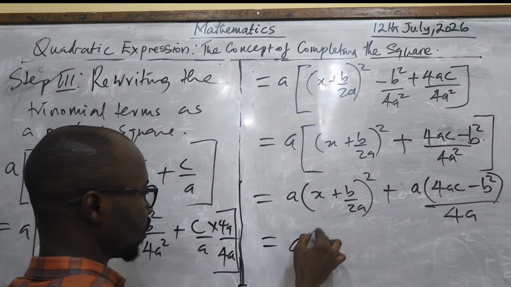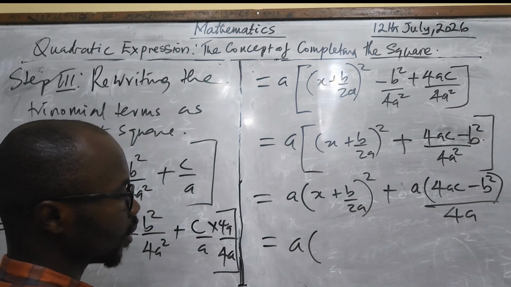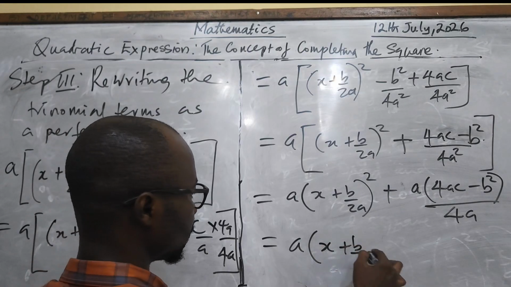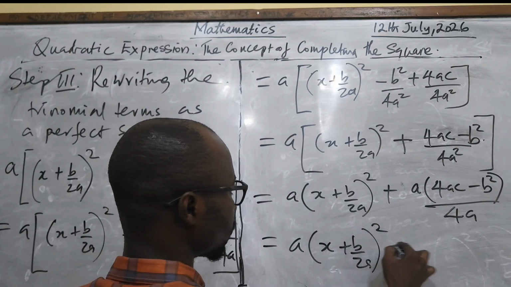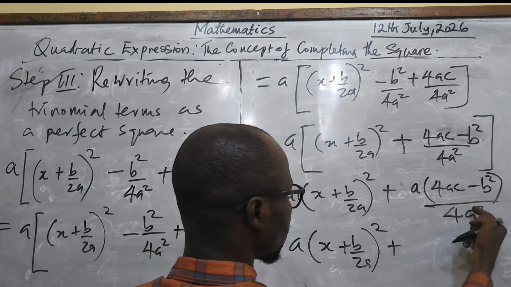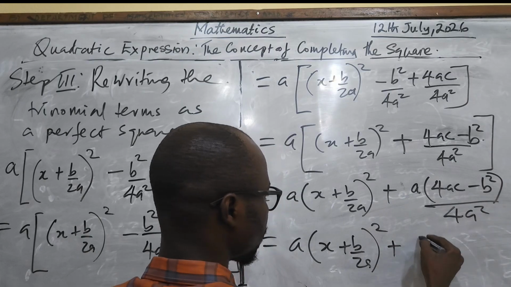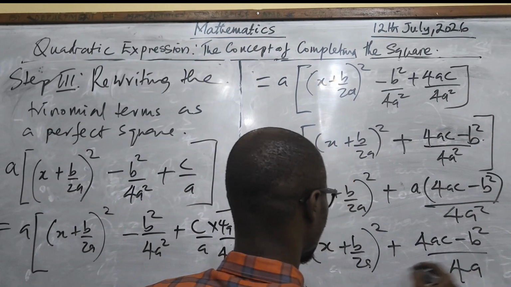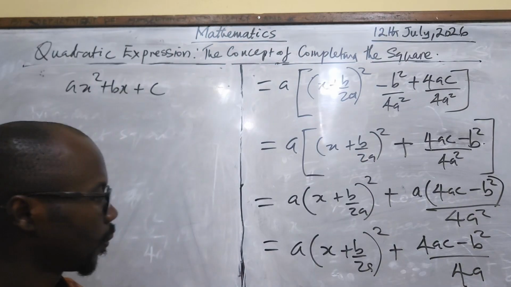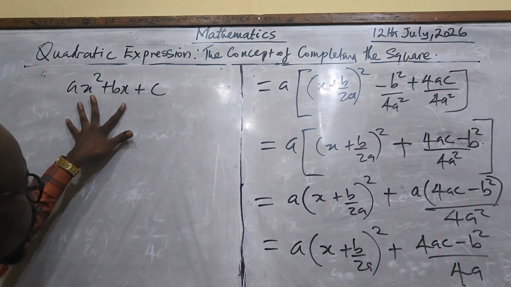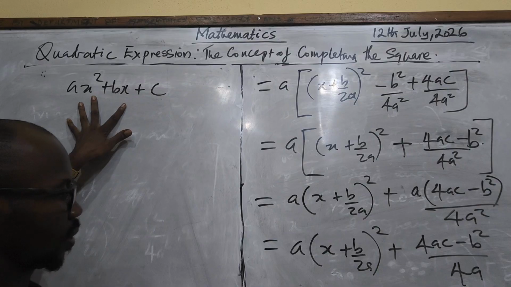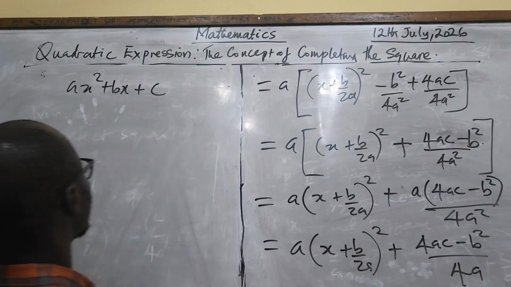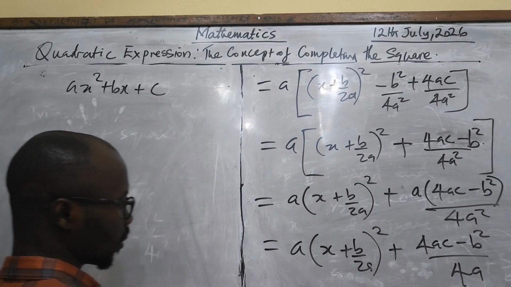Of course, the final result will be this all squared plus, of course, this can cancel one of them, so we will have 4ac minus b squared all over 4a. Alright, so we were asked to complete the square of this. So this is therefore the completed square for the quadratic expression.